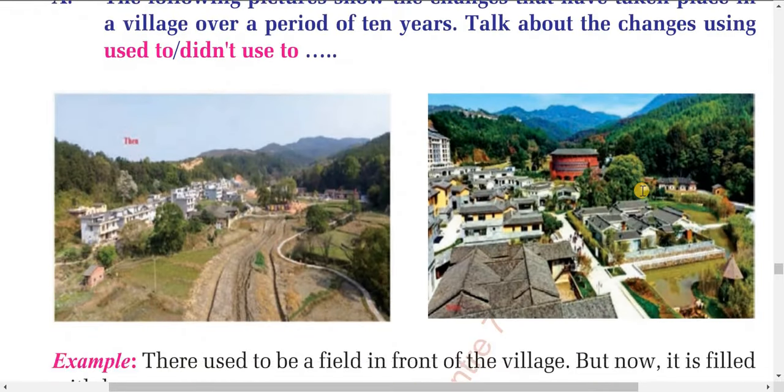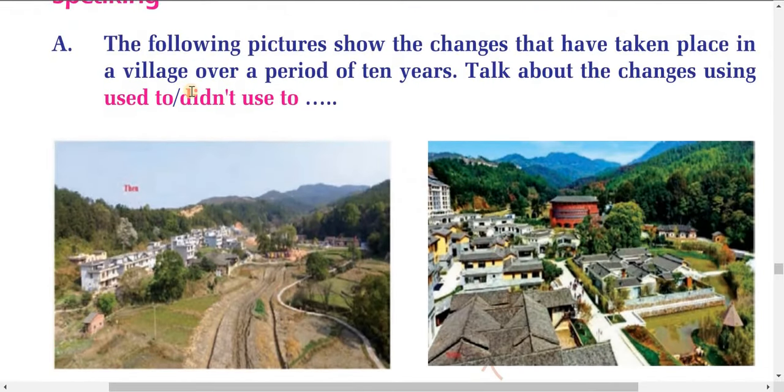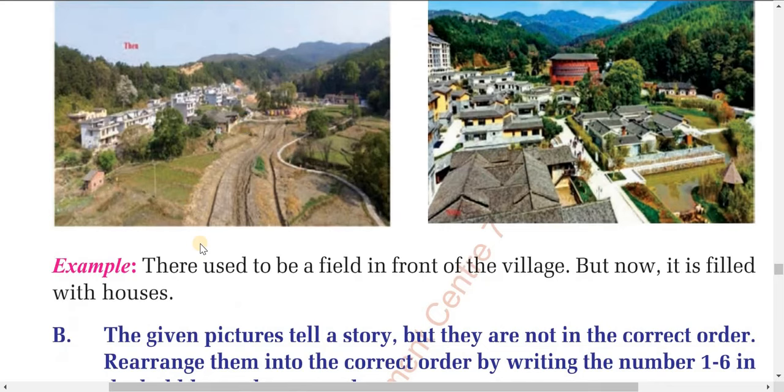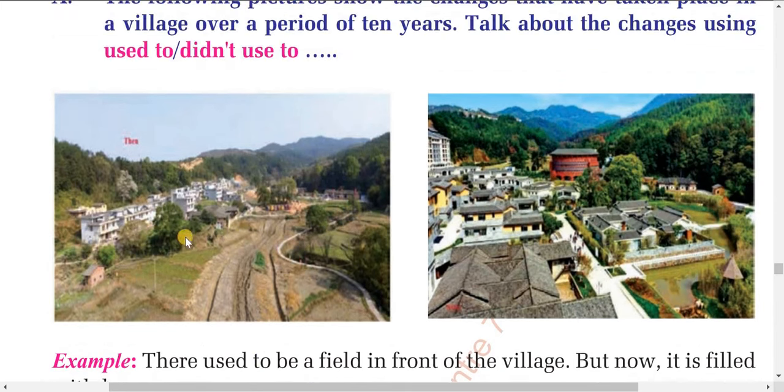Now, students, look at the two pictures here. The following pictures show the changes that have taken place in a village over a period of 10 years. Talk about the changes using used to or didn't use to. So, dear students, it's not difficult. An example is not given here. There used to be a field in front of the village, but now it is filled with houses. So you can see there used to be few houses, but now there are many houses.